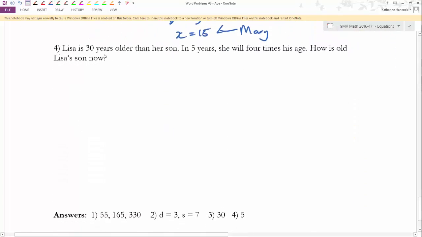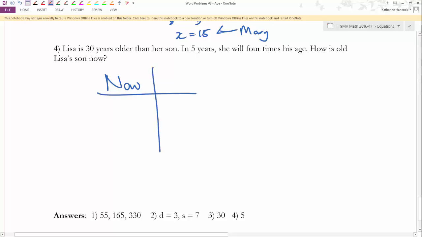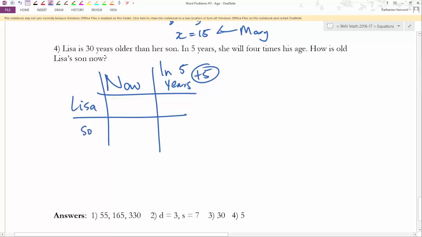Fourth question. Lisa is now 30 years older than her son. In 5 years, she will be 4 times his age. How old is Lisa's son now? So we're going to do the same table, and our other time is going to be in 5 years. In 5 years, so that's going to be a plus 5 that we're doing. And we've got Lisa, and we've got our son.